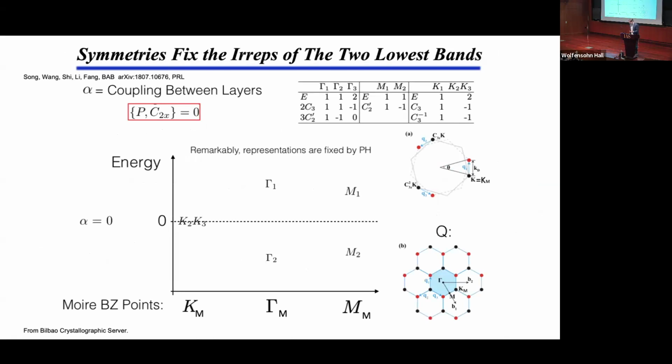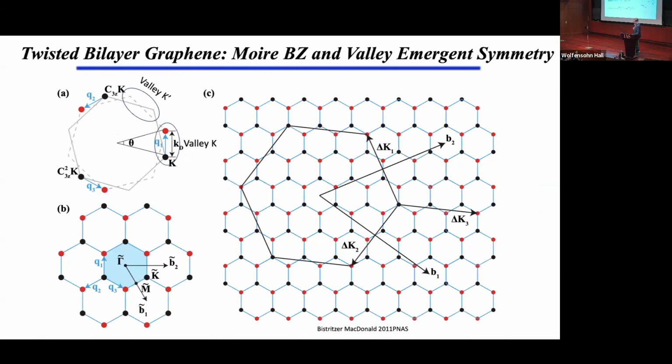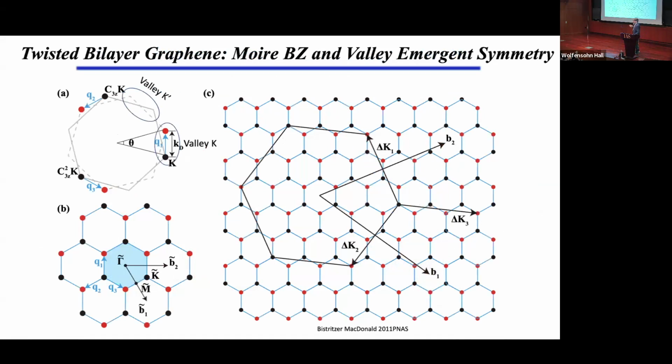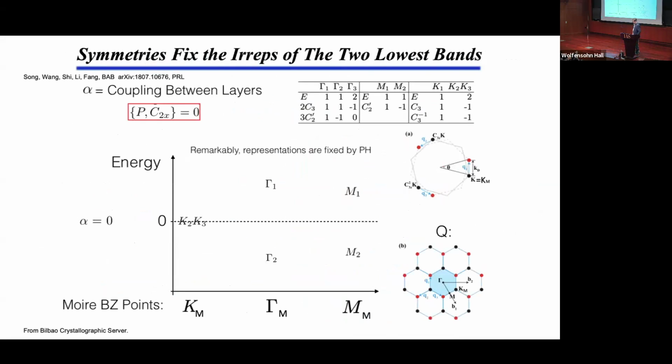Okay, so now let's understand these two bands per valley per spin. As I said, there are two bands per valley per spin. -4 to 4 is 8, which is two bands times valley times spin. They can populate 8 electrons.